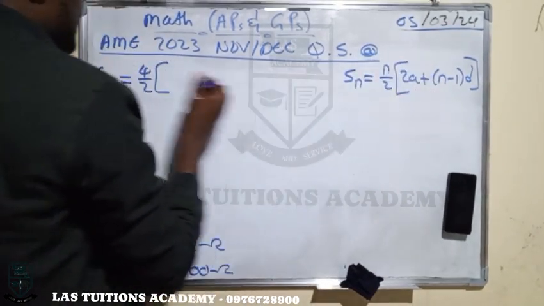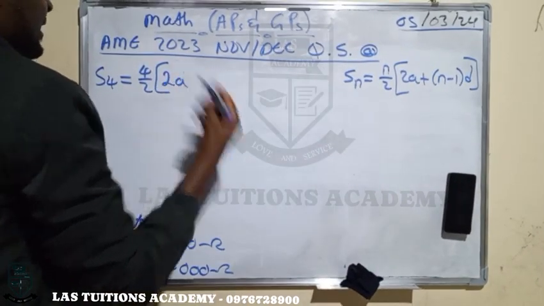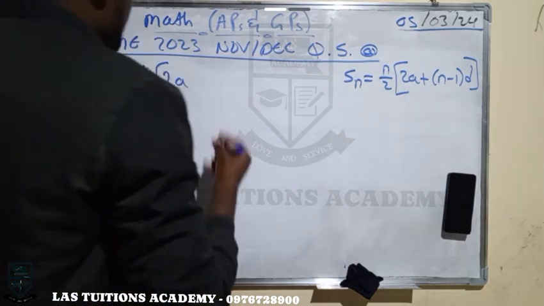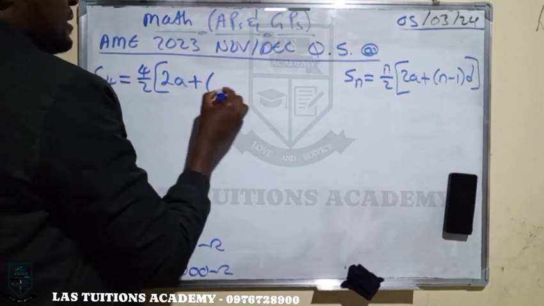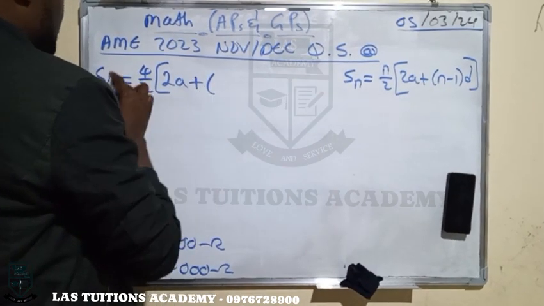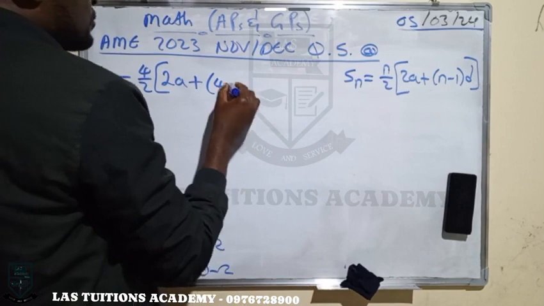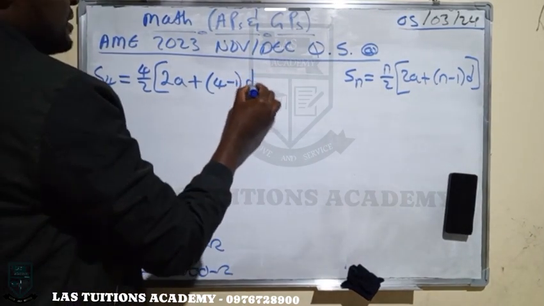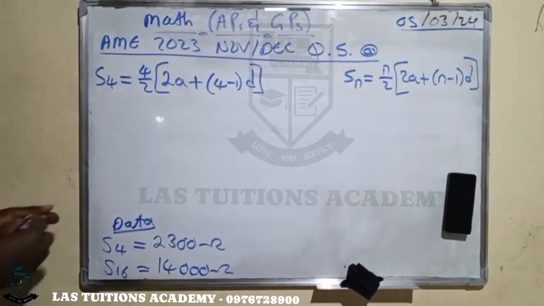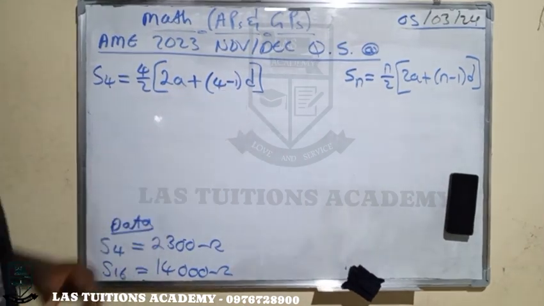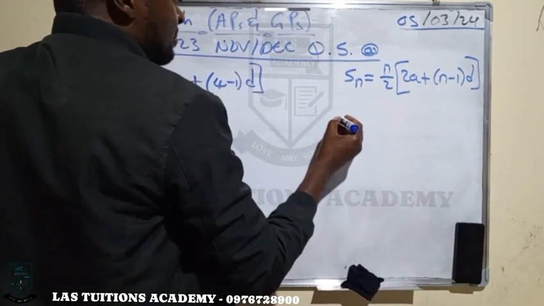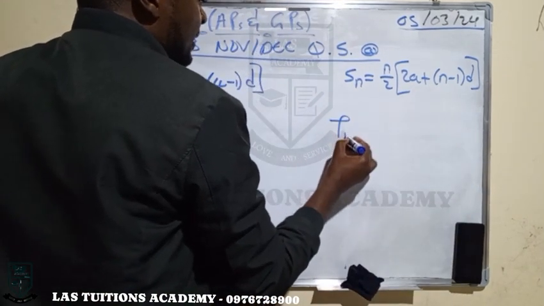We don't know what our a is, we don't know what our common difference is. So we are saying plus n, which is 4, minus 1, then the common difference d. We don't know A and we don't know D, because for us to find the resistor R24, we are simply supposed to find the nth term.